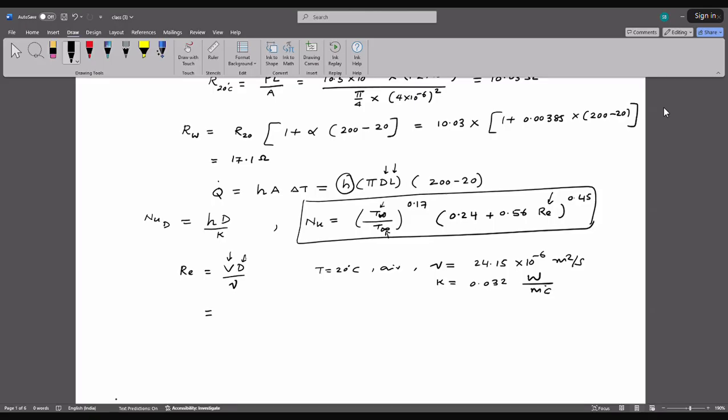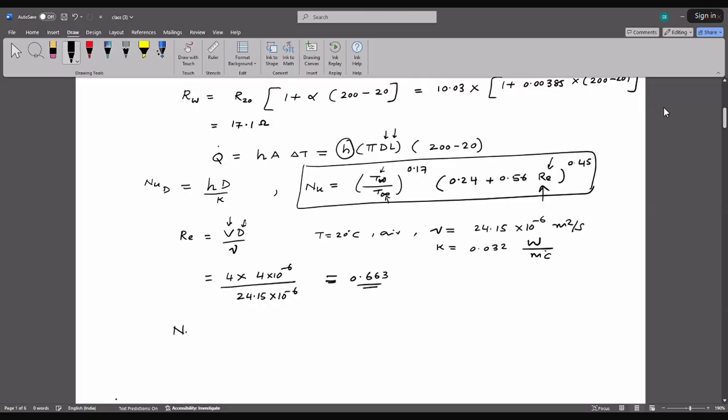Velocity is 4 meter per second. So 4, diameter is 4 micron, 4 into 10 to the power minus 6. Kinematic viscosity is 24.15 into 10 to the power minus 6. So the Reynolds number will come out to be 0.663. Now, if you know the Reynolds number, if you substitute here, we can find out the Nusselt number.